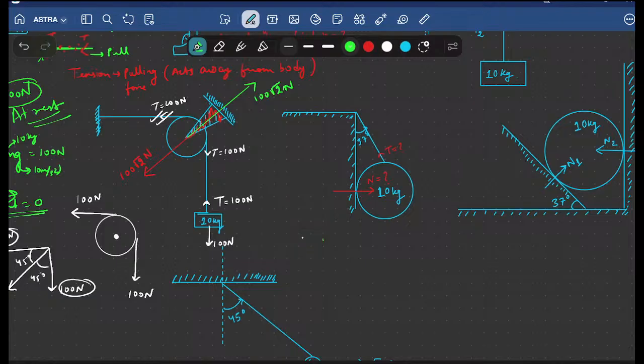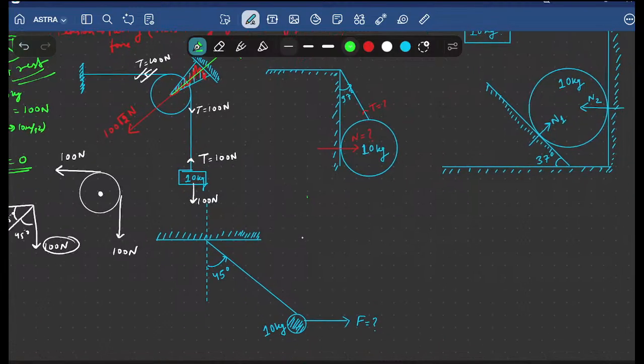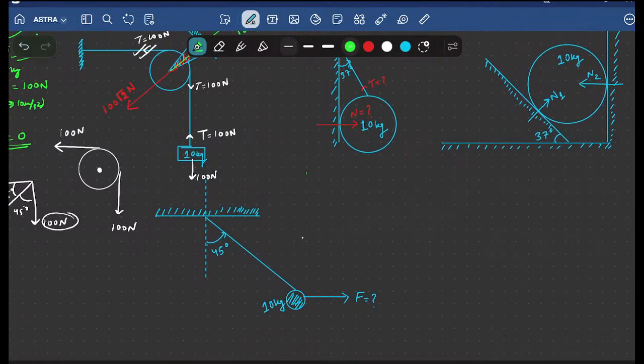Okay. Now listen carefully. Now let us take this example. Now I will tell you a good trick. Here we will cover a good trick. Suppose that we are talking about this 10 kg, then this 10 kg is experiencing 100 Newton in the downward direction for sure.